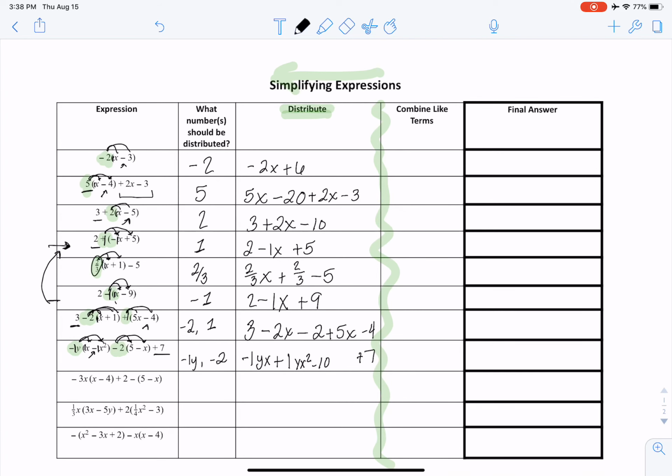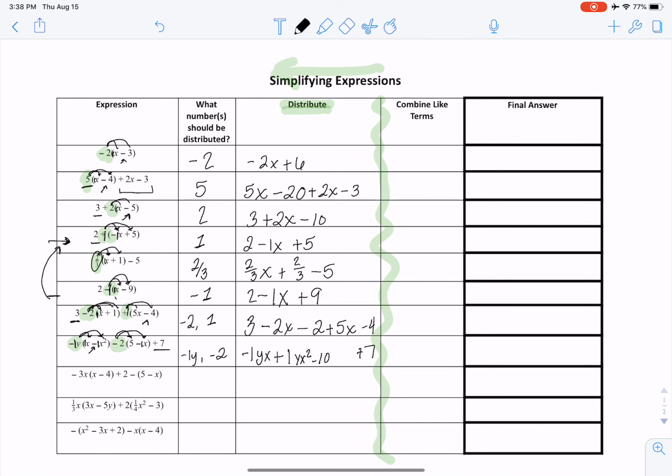-2 times this minus x is really a -1x. So -2 times -1 is a positive 2. Keep the x. And then that +7 is still just hanging out on the end. All right? The next one, again, has 2 sets of parentheses, so there's 2 things we need to multiply by.